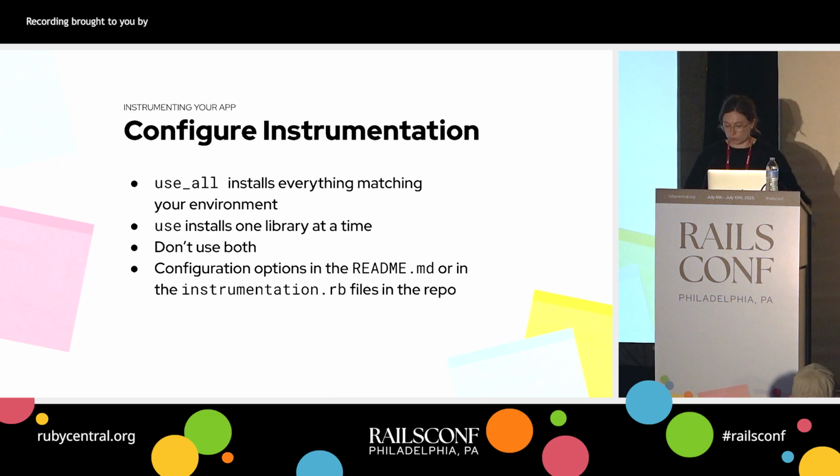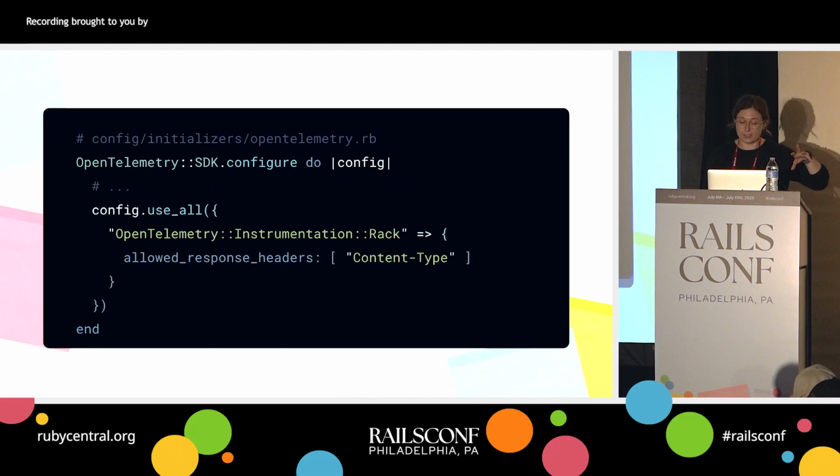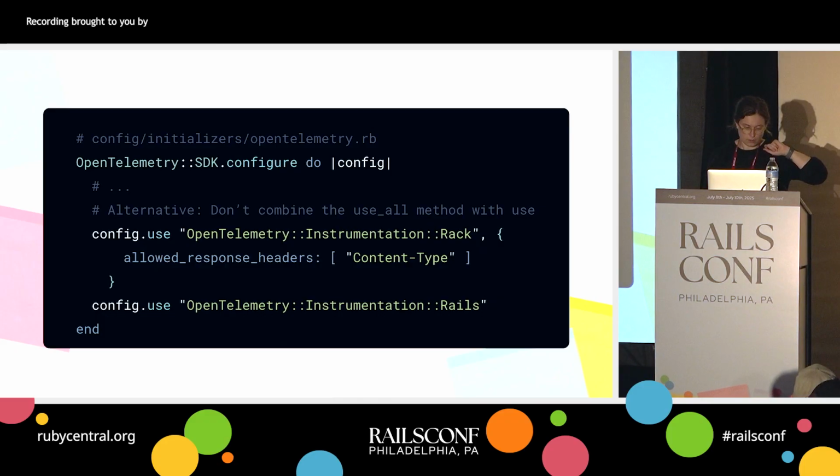Okay, so now that we know a little bit more about how instrumentation works, we're going to add the instrumentation to our application. You need to add a call to use_all to your configure block in the OpenTelemetry initializer in order to do this. And this will install all of the compatible gems. If you don't want to use use_all and go blindly into that, then instead you can call config.use, but you have to specify every single gem that you want to install in this case. So it's kind of up to you as to whether you want more detail, less detail, more control, less control.